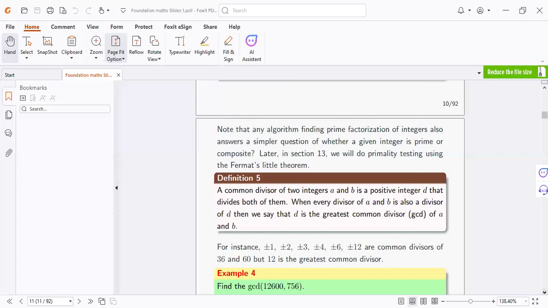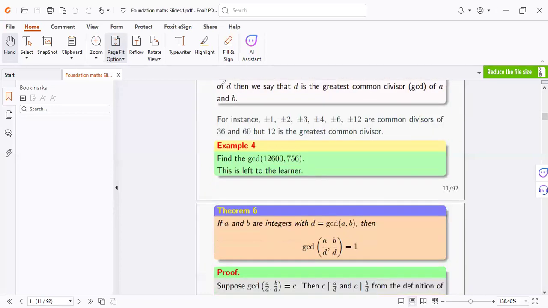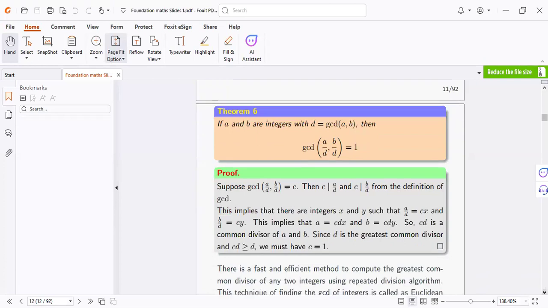An example is here. I will leave this example and you'll do it in your own time. Find the GCD of these two numbers. And I've just said the GCD is the greatest divisor. So you have common divisors, and then you pick the greatest of those common divisors to find the GCD. Now, this term is very important. Again, I'll not go into the proof, but the proof is here. I've said if a and b are integers and d is the GCD, then I'll just show an example.